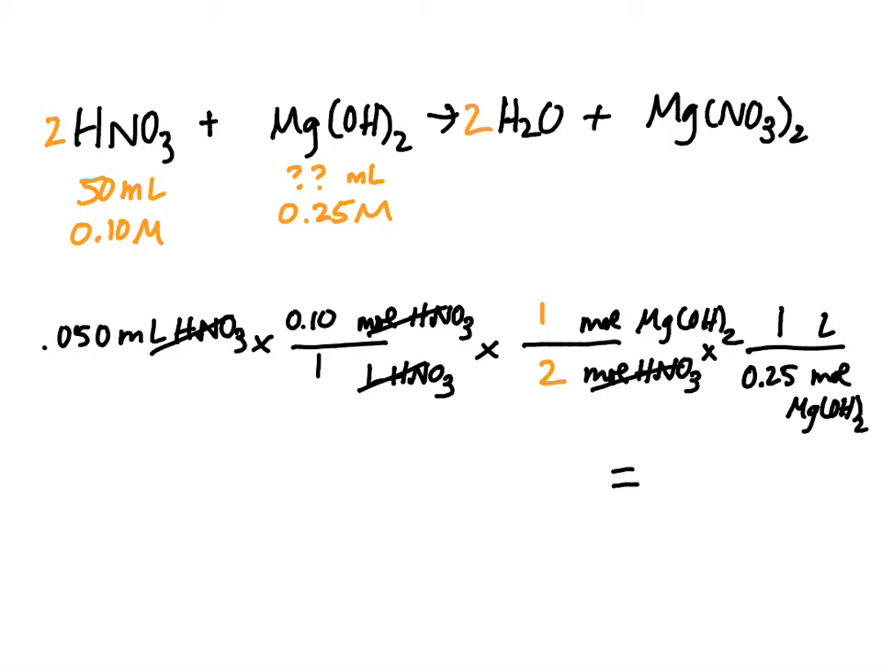So now we're going to do 0.05 times 0.1 divided by 2 divided by 0.25. So when we type all of that into our calculators, we get 0.010 liters, or that would be 10 milliliters. And reporting the answer either way is fine.